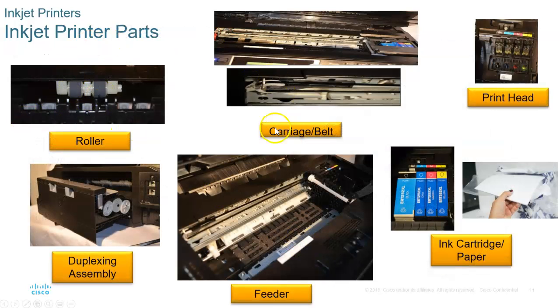So here are those parts. There's the roller, the carriage and belt. There's the print head we're talking about. Typically in an inkjet printer, that's one of the things that needs to be replaced. You have your duplexing assembly. You have the feeder. You can see how all those little tiny fibers of paper and dust can get left in there and cause some issues. And then you have your ink cartridge. This is an example where you have separate ink cartridges for each color, and then the paper that you would have for your device.